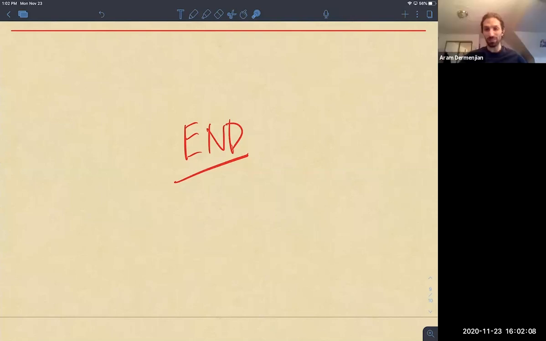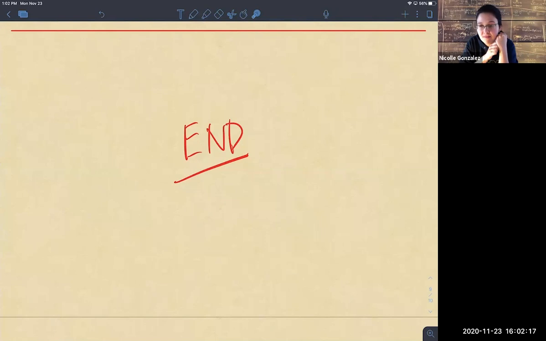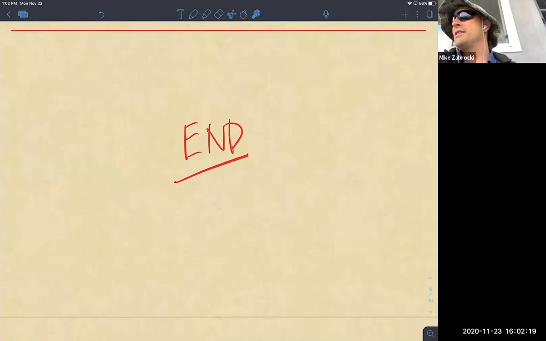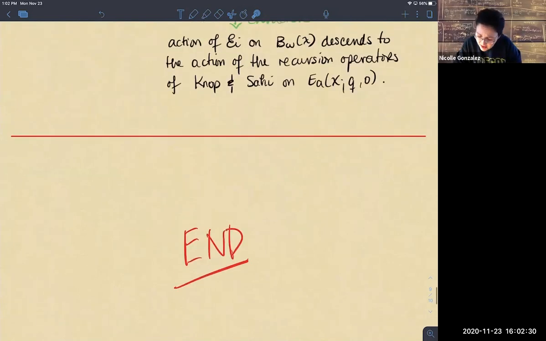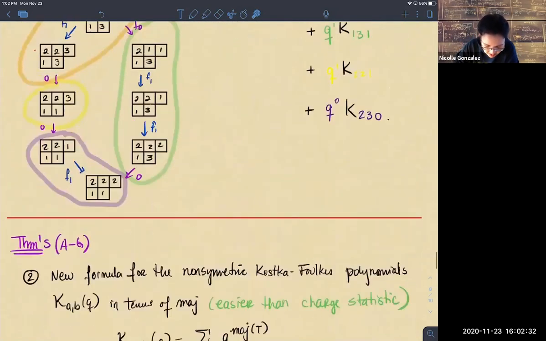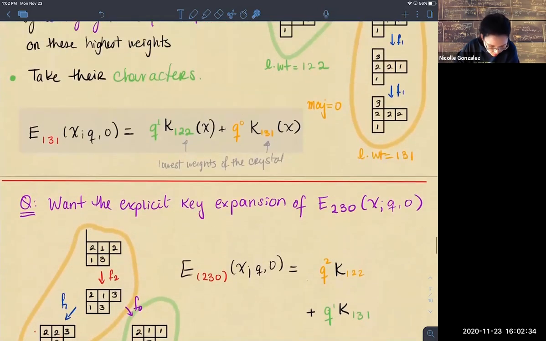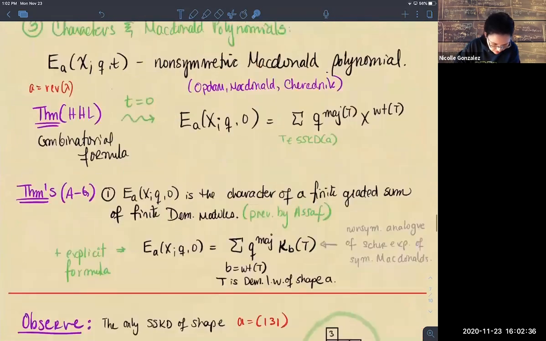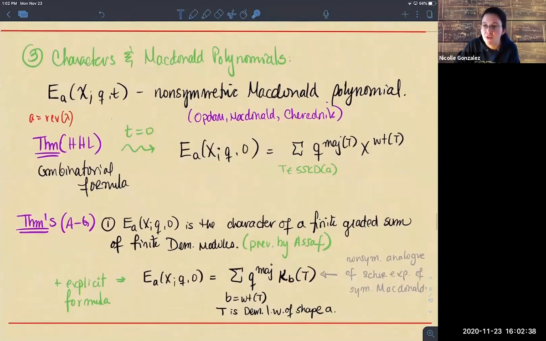Are there any questions? Yes, Mike, you can unmute yourself and just ask. So is there any indication of what this is about for the non-symmetric Macdonald polynomials at other values of t or arbitrary t? No, that's a good question. And I don't think so. And we thought about whether we could generalize this. But I honestly don't think that this is an avenue for that.